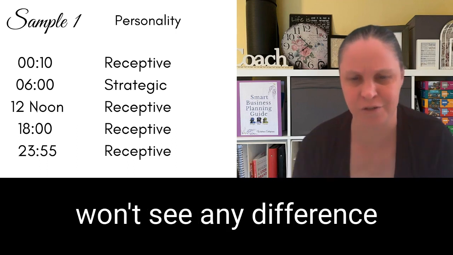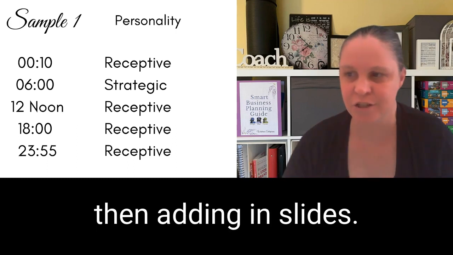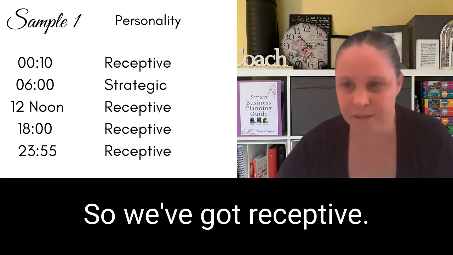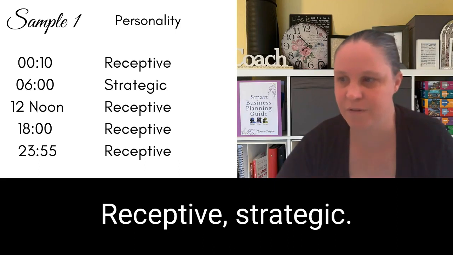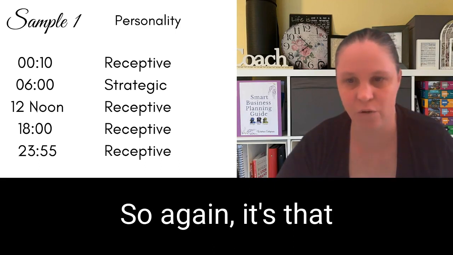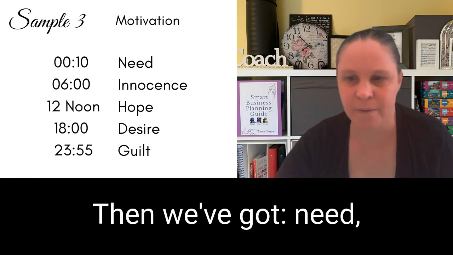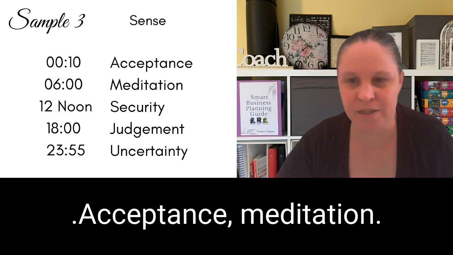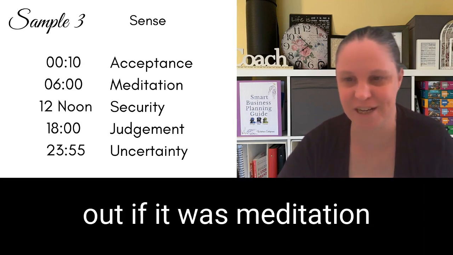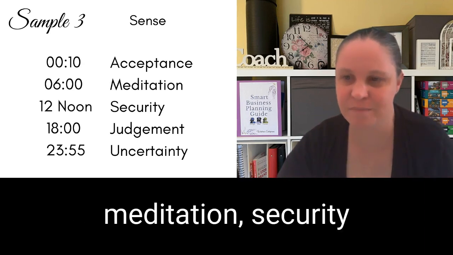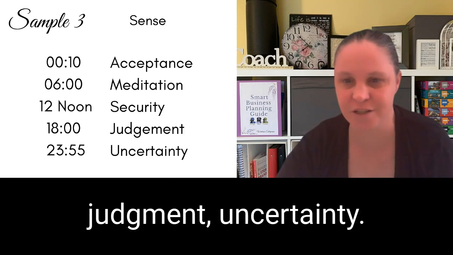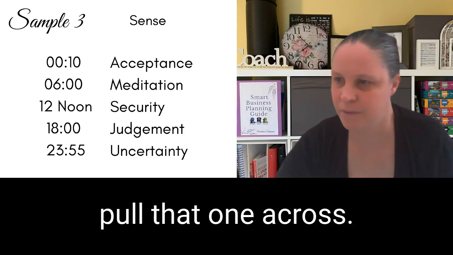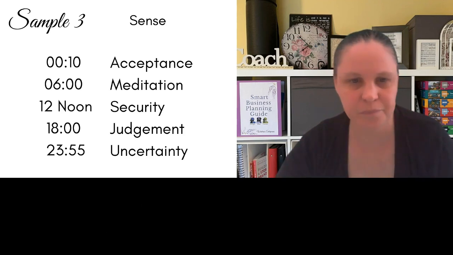You guys won't see any difference because I'm recording and then adding in slides. So we've got receptive, receptive, strategic, receptive, strategic. So again, it's that alternation almost. Then we've got need, innocence, hope, desire, guilt, acceptance, meditation. I was trying to work out if it was meditation or mediation. Acceptance, meditation, security, judgment, uncertainty. Oops, I just want to pull that one across just a fraction.